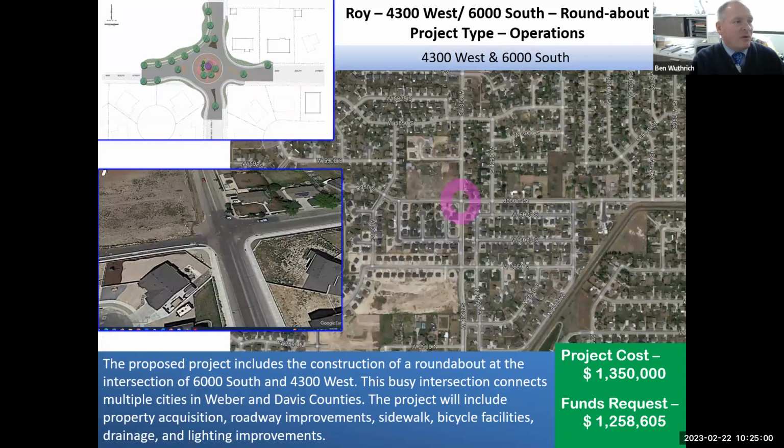Next project is in Roy. This particular project is an intersection project, is to construct a roundabout on 4300 West and 6000 South. This project is estimated to cost 1.3 plus million, and the funds being requested is 1.2 plus million.